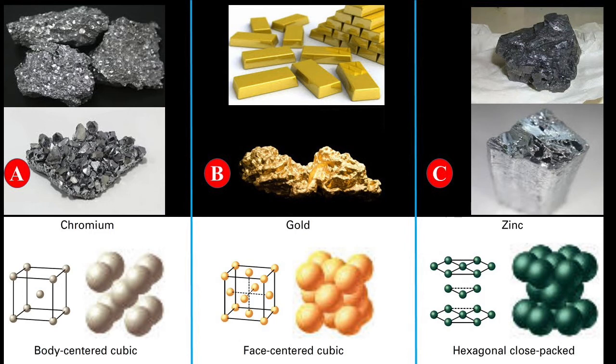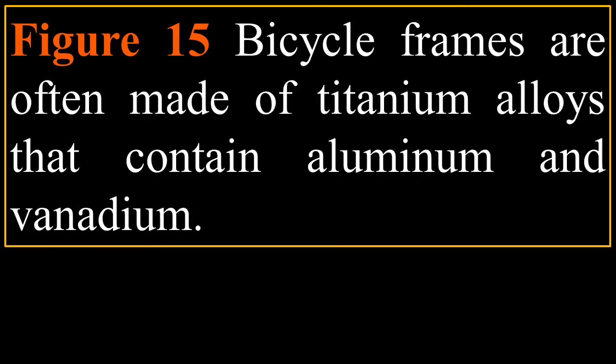So here are the three arrangements. Chromium, A, on the left, body-centered cubic, and then gold in the middle, and that is going to be face-centered cubic, and then the zinc, which is hexagonal close-packed, and that is going to be on the right, that's C. So the answer to the question, the inferring, is obviously the close-packed, the zinc.